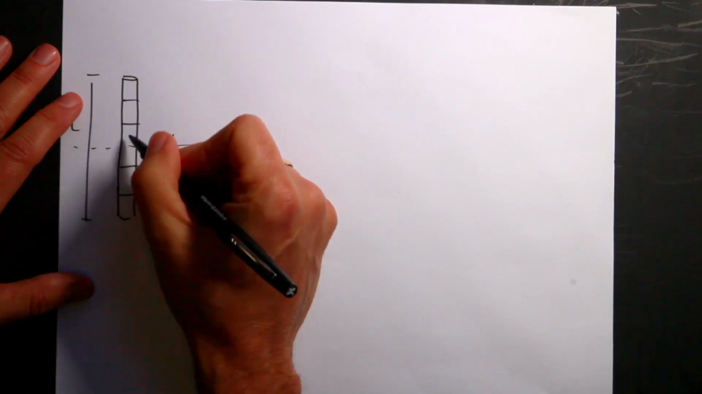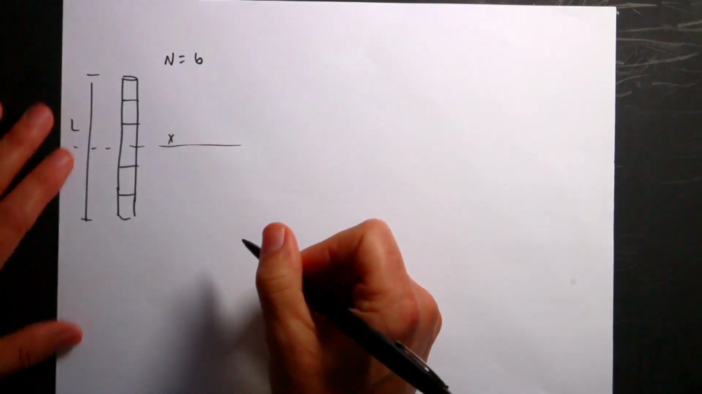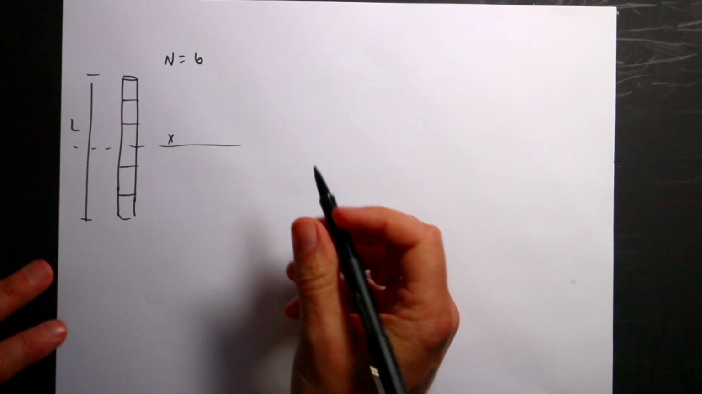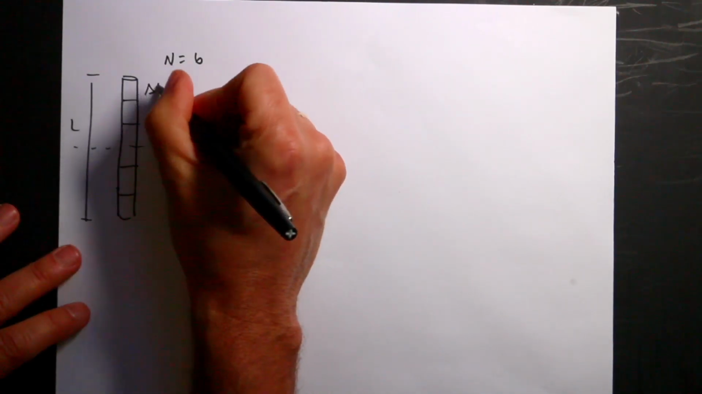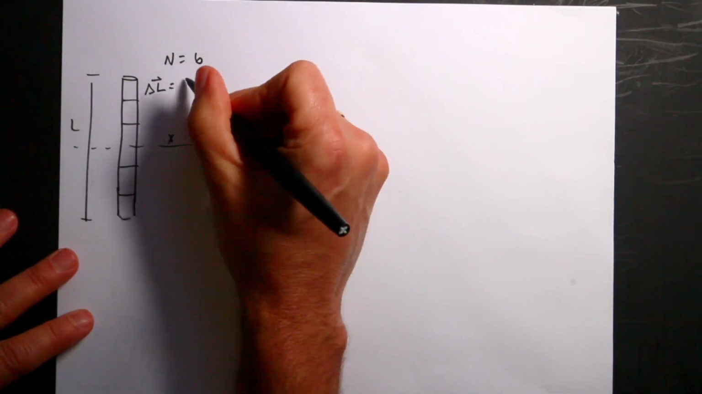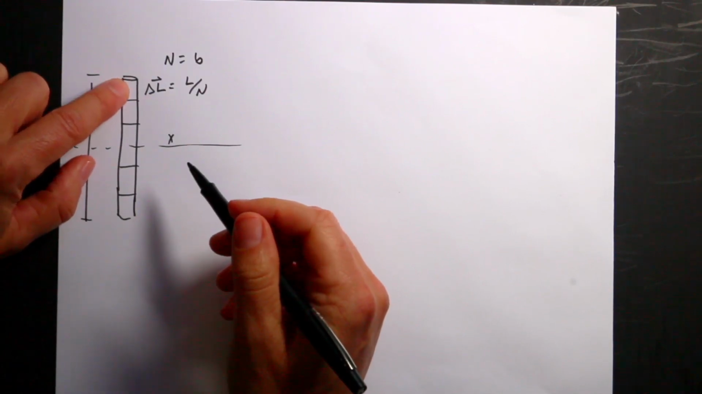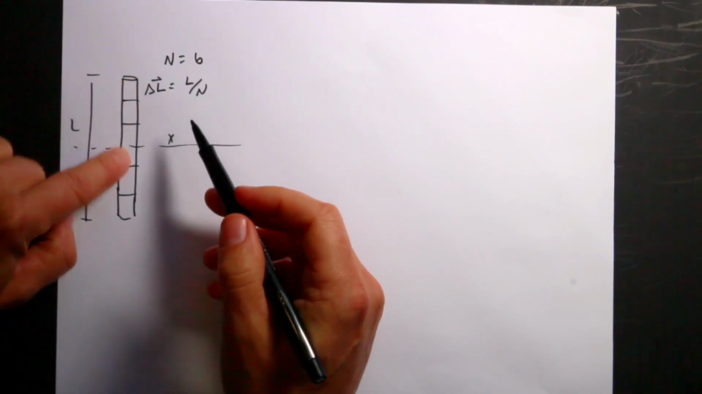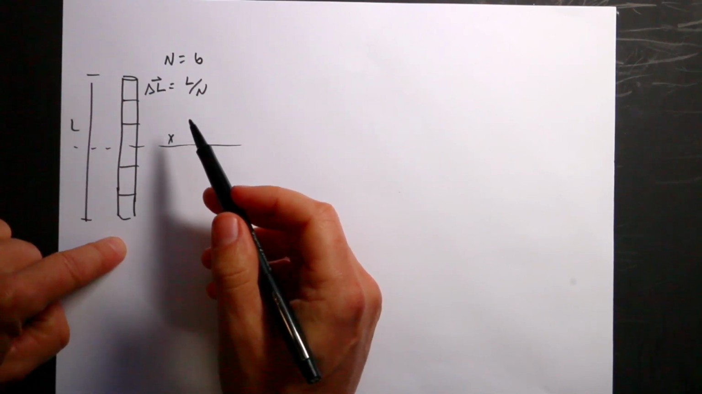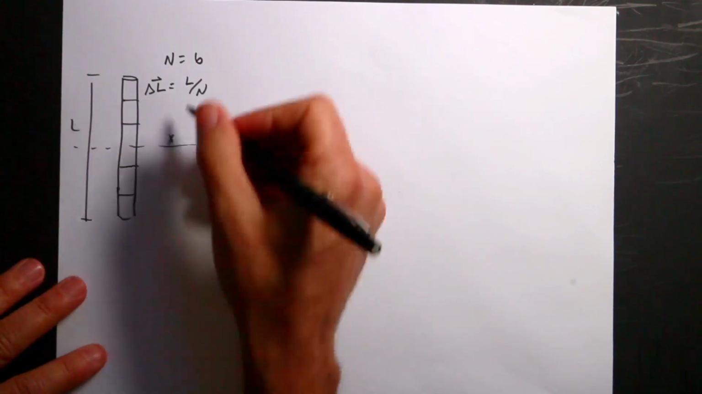So 1, 2, 3, 4, 5, 6 pieces. So n equals 6. So what I want to do is to say this is delta L. In this case, delta L would not be dy. It would be L over n. Right? That's because all these pieces have to add up to the total length. So if there's n pieces, each piece would have to be, that's the magnitude.